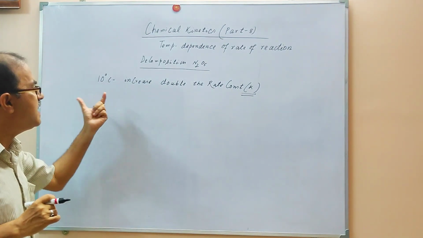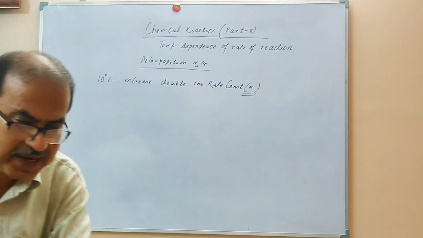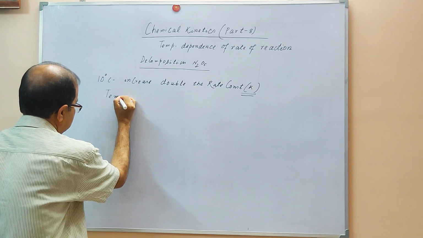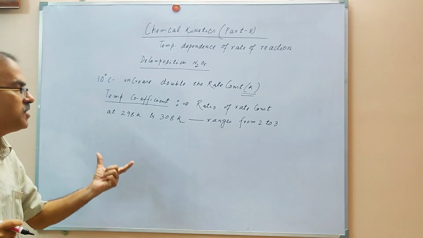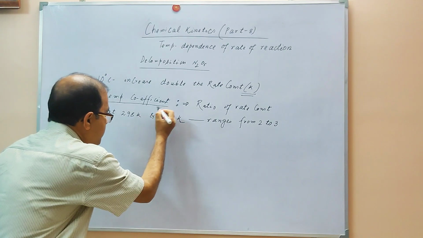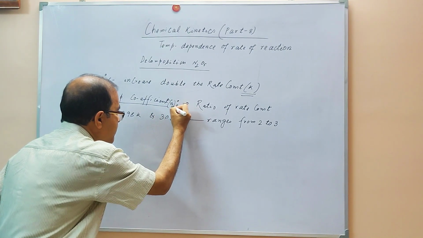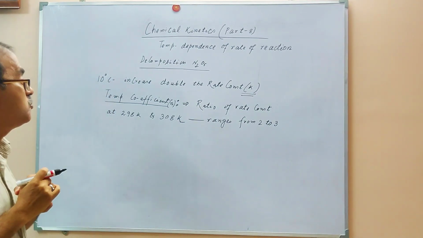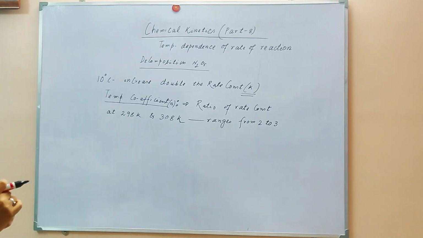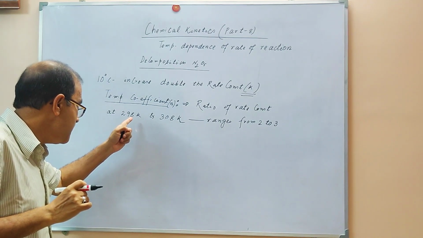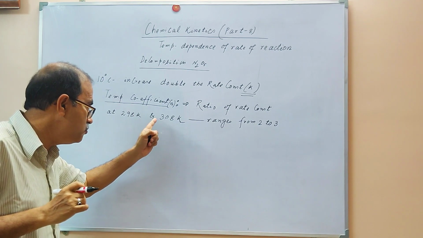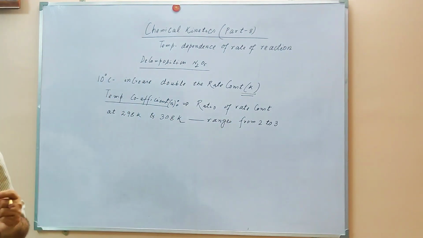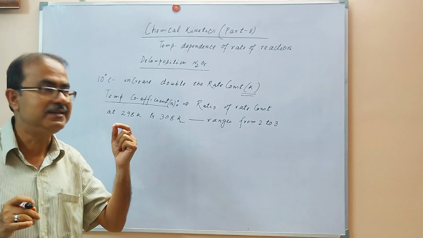Right? So there is a technical parameter called the temperature coefficient. So what is the temperature coefficient? The temperature coefficient of the reaction, denoted by N, is basically the ratio of the rate constant at 298 Kelvin and at 308 Kelvin. It ranges from 2 to 3. Let us understand this. What do we mean by 2 to 3?